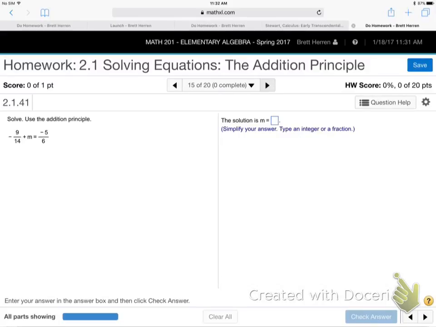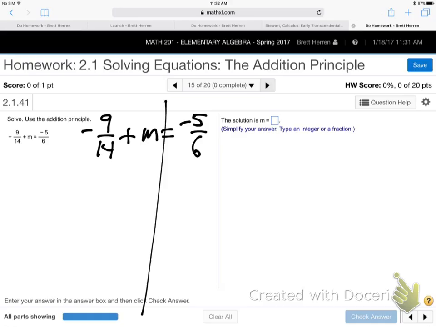Okay. So minus 9/14 plus m equals minus 5/6. There's the wall. Okay, and you know the story. m is saying, I want to be alone. So give that one a try.